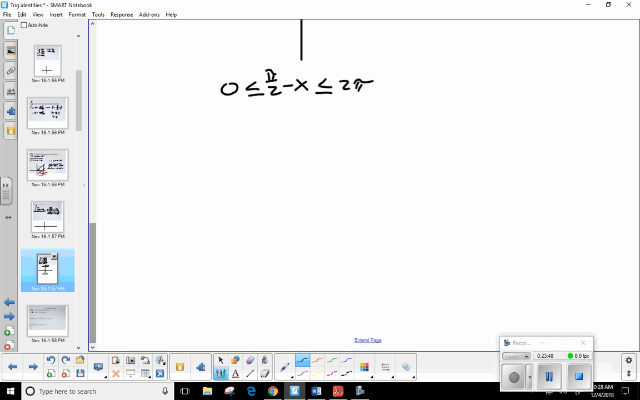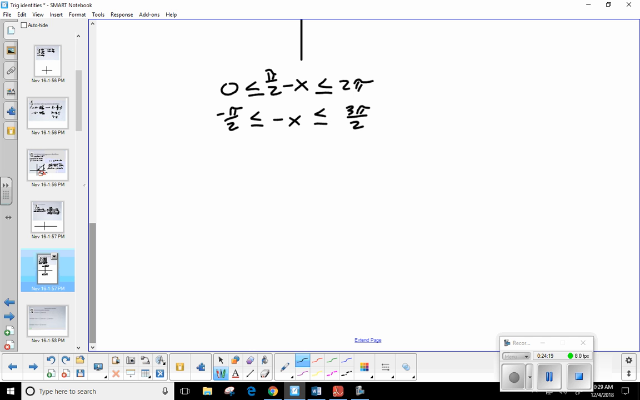So the first thing I would do is subtract pi over 2. So 0 minus pi over 2 would be negative pi over 2. Pi over 2 minus pi over 2 would just leave me negative x. And what's 2 pi minus pi over 2? 3 pi over 2. Now, I'm going to have to do one of two things here. I either have to divide through by a negative 1, or multiply through by a negative 1. But what is going to happen?